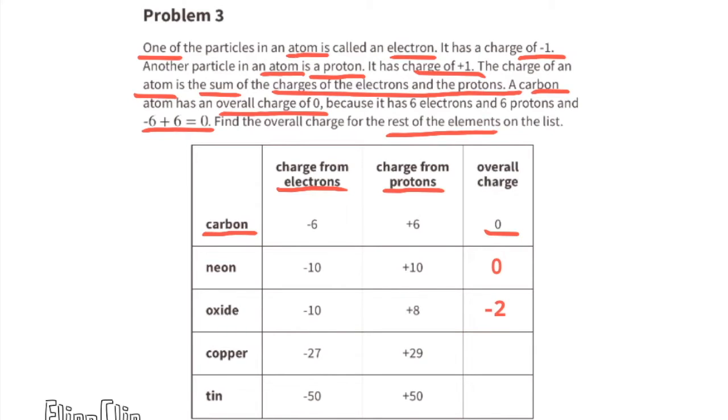Copper, negative 27 plus 29 equals positive 2. The overall charge for copper is positive 2. Tin, negative 50 plus 50 is 0. The overall charge for tin is 0.